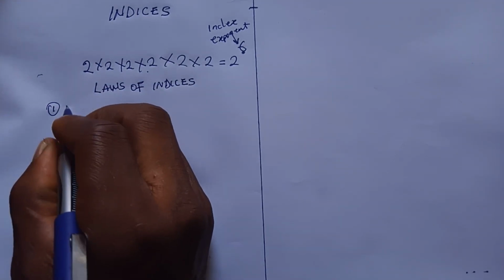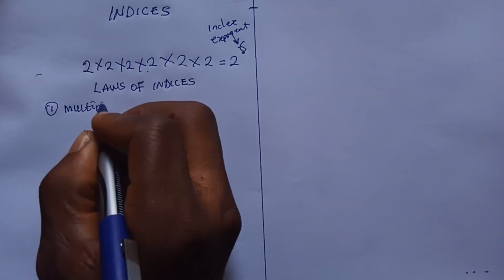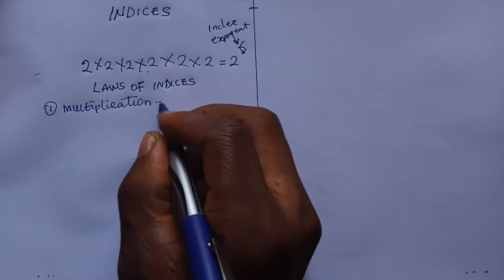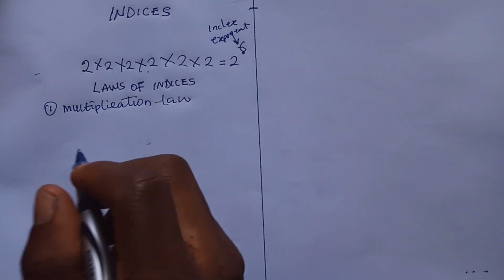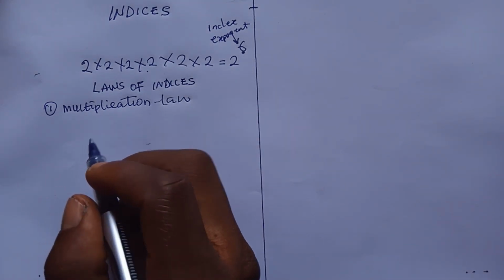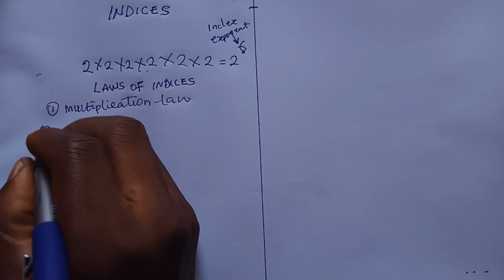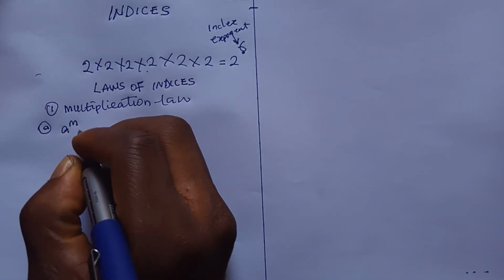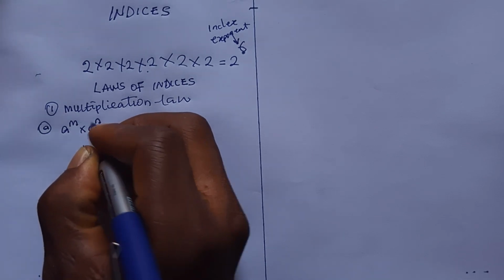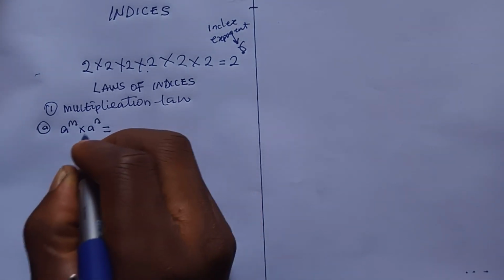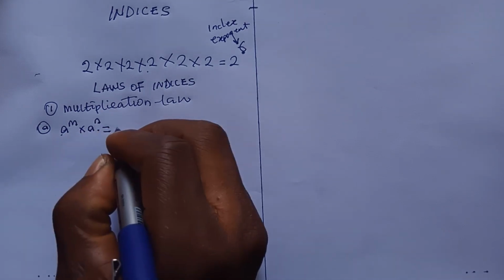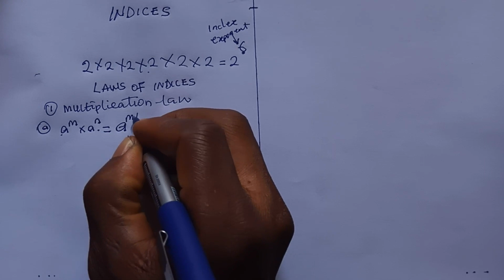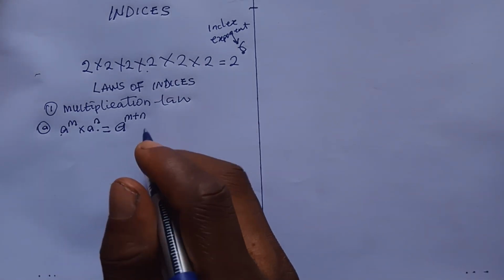We have number one, the multiplication law. Remember, all these laws are not in a special order. With that, I mean that you can mention any one at any number. So, for example, we have a raised to the power m multiplied by a raised to the power n. Since they have the same base, which is a, this is the same thing as selecting one base, then you add the powers. That is what this law is talking about.